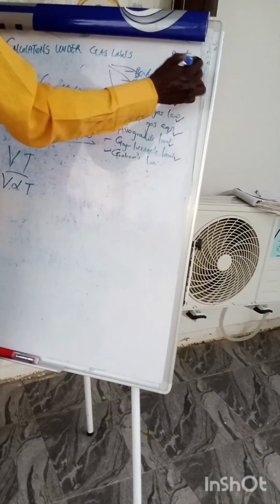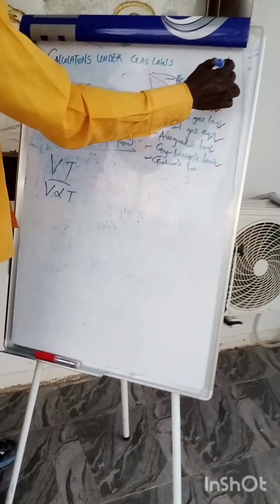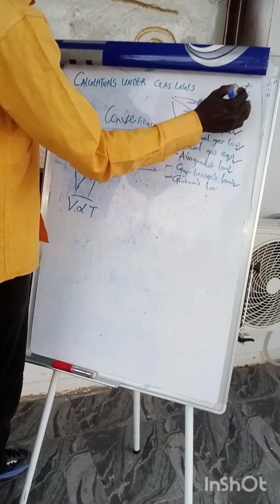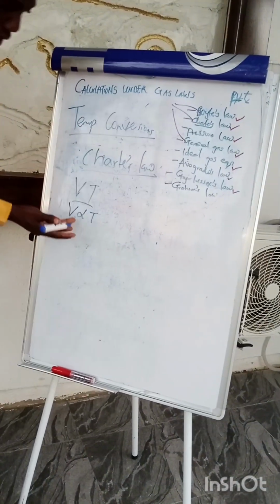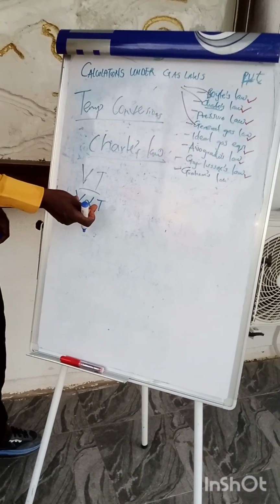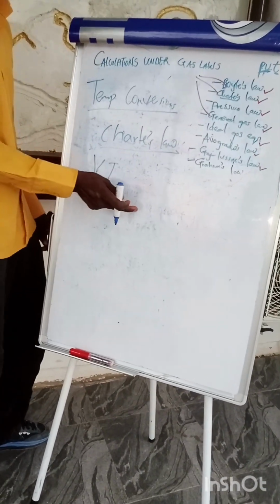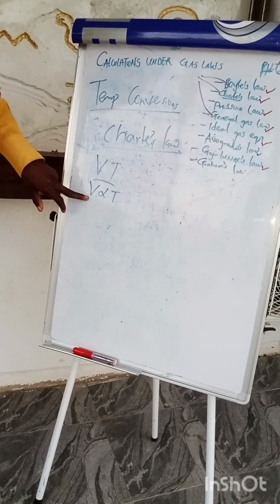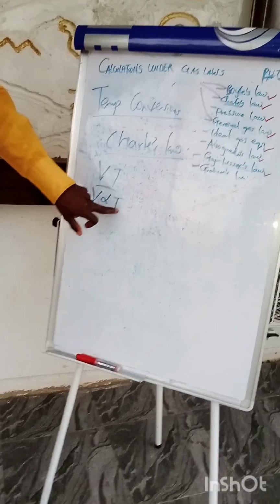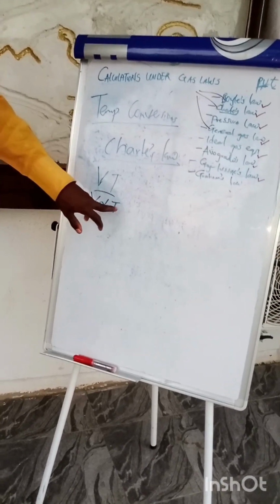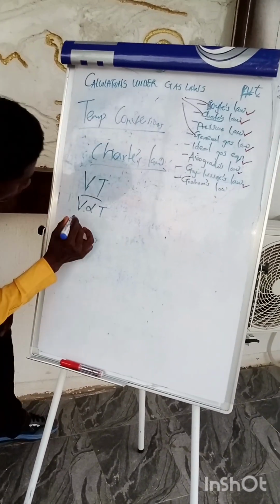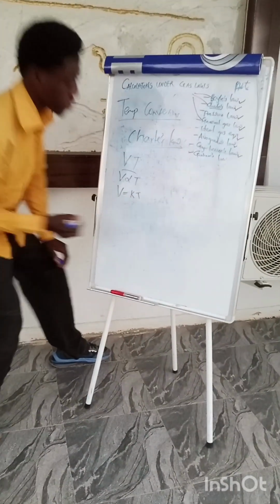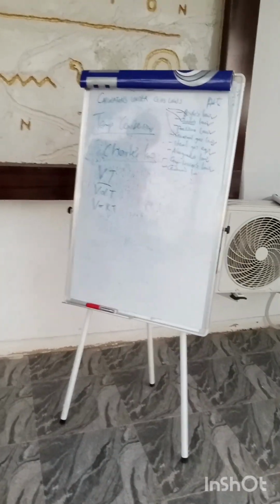If T is constant, then your P and V will be either inverse or direct to each other. So if this one is proportional to this one, that means our pressure is constant. So the volume of a given mass of a gas is directly proportional to the temperature. So it means that our V is direct to what? The K of T.